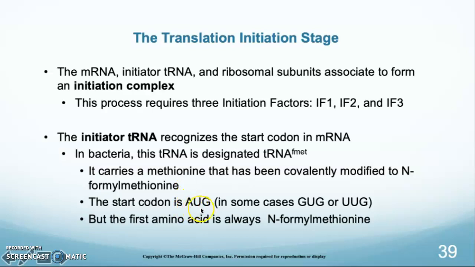That start codon, though, is still AUG generally. In some cases, it could be GUG or UUG, but in general, you'll often see it shown as AUG. That first amino acid, then, of your polypeptide is always going to be the N-formyl methionine. Okay, and that's in bacteria.